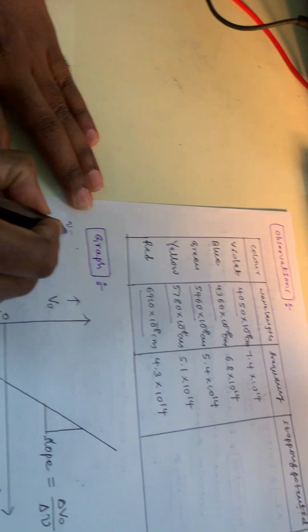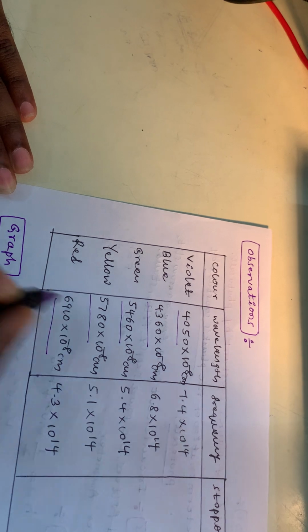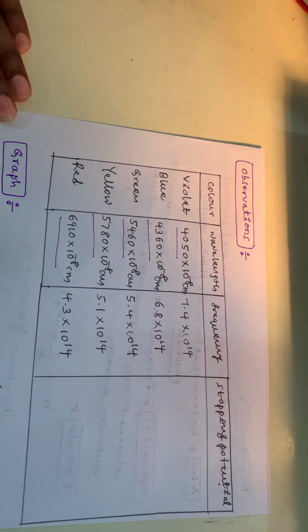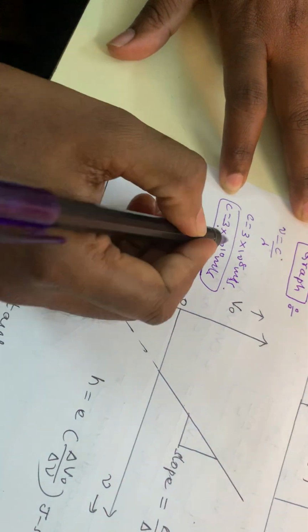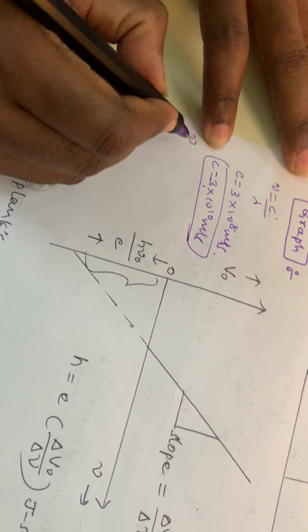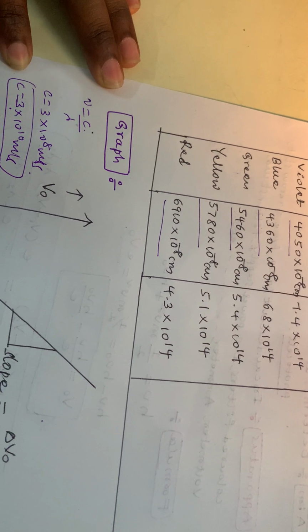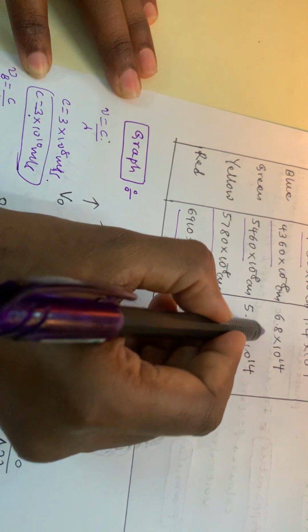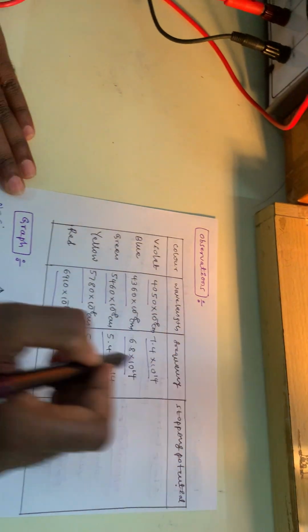Now, you know that nu is equal to c by lambda. C is equal to 3 into 10 to the power of 8 meter per second. In terms of centimeters, you have to take 3 into 10 to the power of 10 centimeter per second. This is the velocity of light. Now you substitute here for blue color: c divided by lambda of blue, and you get the blue color frequency. These are the fixed frequencies for different colors.